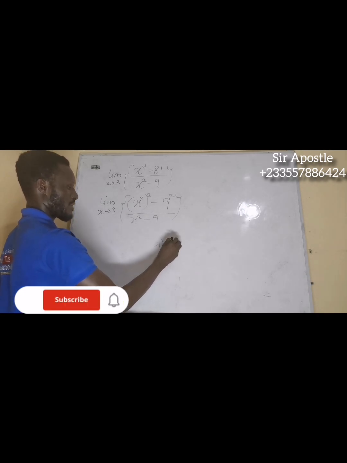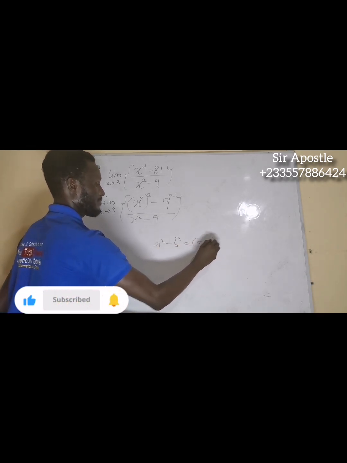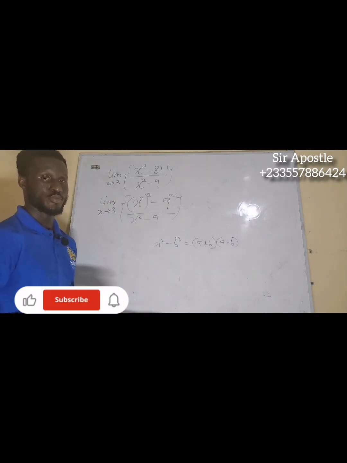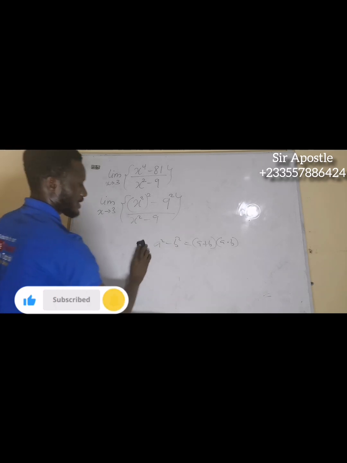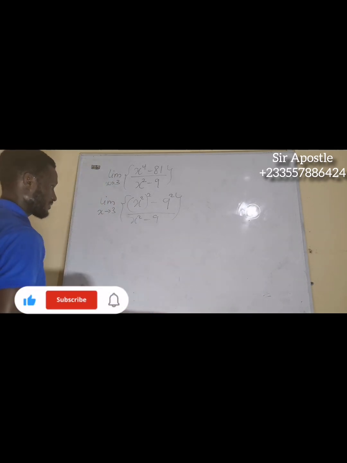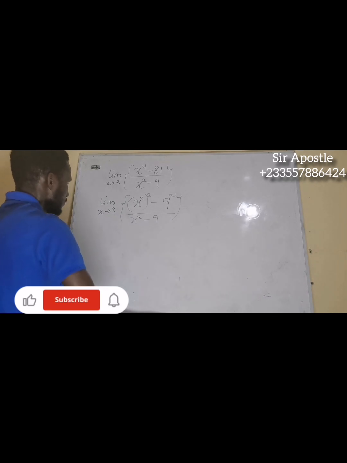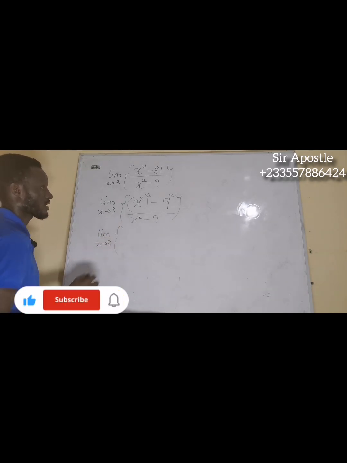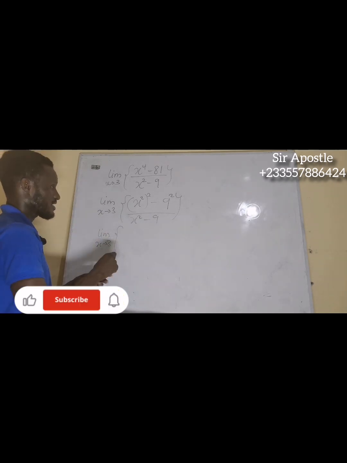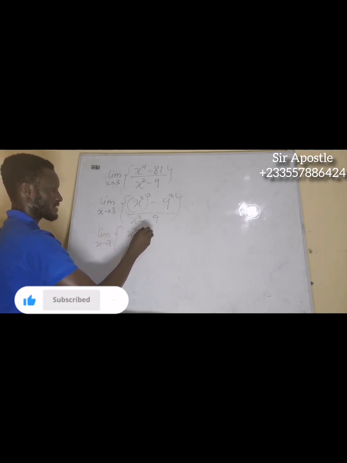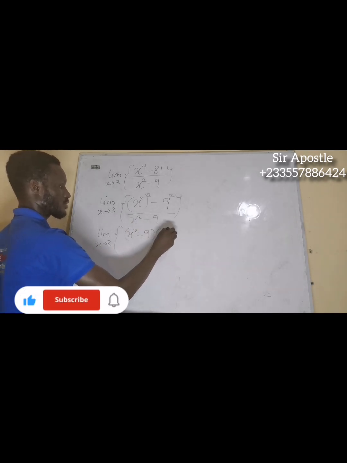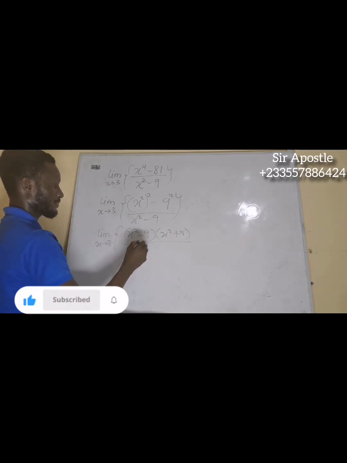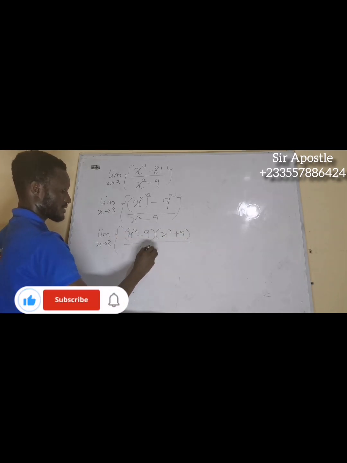Now this means difference of two squares. If you have a squared minus b squared, it is the same as you add them, then you subtract them, or you subtract them, then you add them. Multiplication is commutative. So from here, the limit as x approaches 3 is the same as x squared minus 9 times x squared plus 9, divided by x squared minus 9. We add them, we subtract them, we are applying difference of two squares.